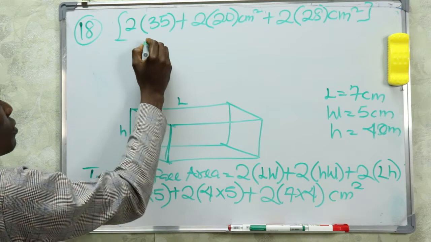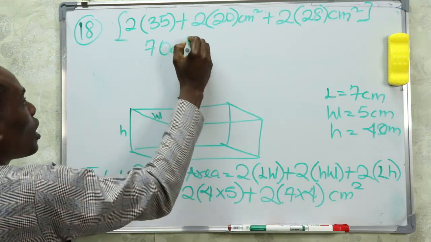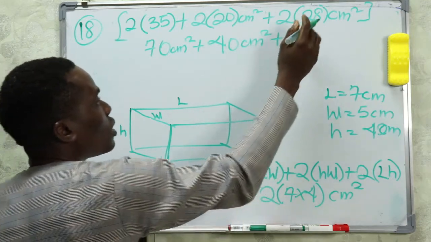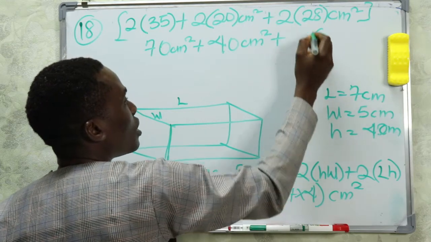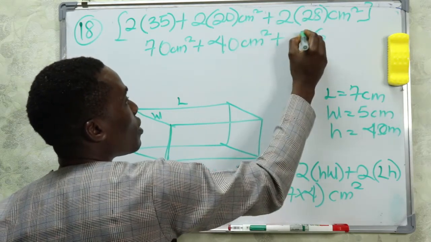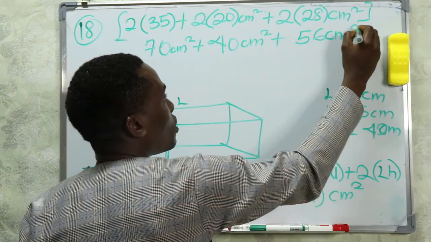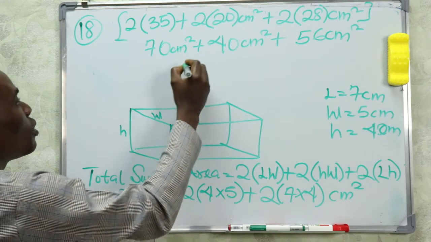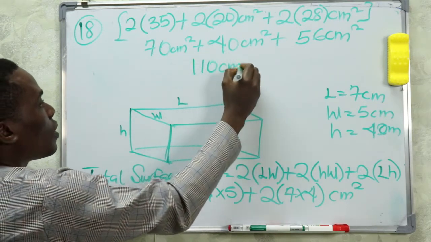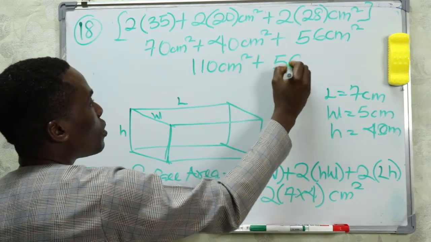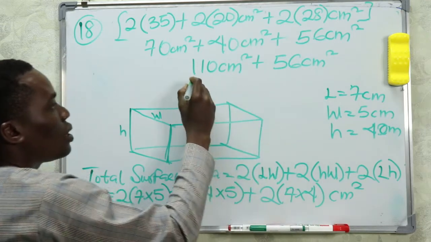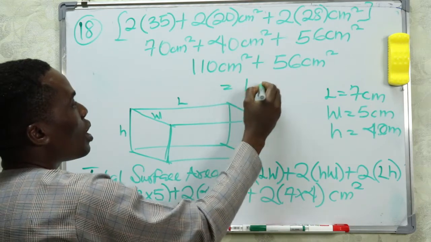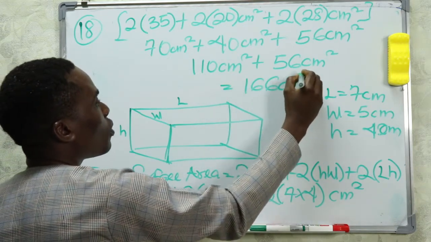This times this will give us 70 centimeter square, plus 40 centimeter square, plus 28 times 2, which will give you 56 centimeter square. Now if you add all these centimeter square, 70 plus 40 will give us 110 centimeter square, plus 56 centimeter square. Now this plus this will give us equal to 166 centimeter square.